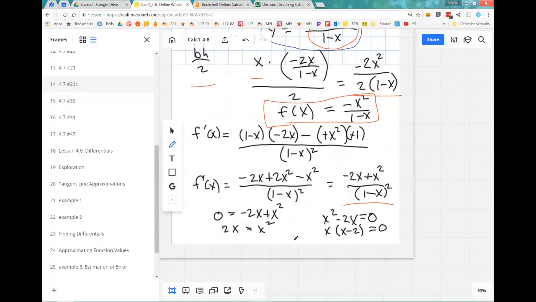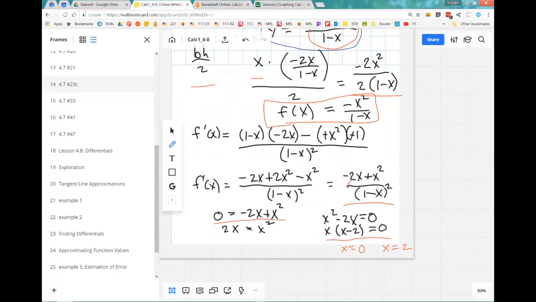And then I could set this equal to 0. When does an algebraic fraction equal 0? When the numerator is 0. So that's what this is. The numerator is set equal to 0. I added 2x to both sides, and I was able to factor that. x squared minus 2x equals 0. I didn't write the answer down, but you can see it. There are actually two answers, right? x is 0, and x could also be 2.